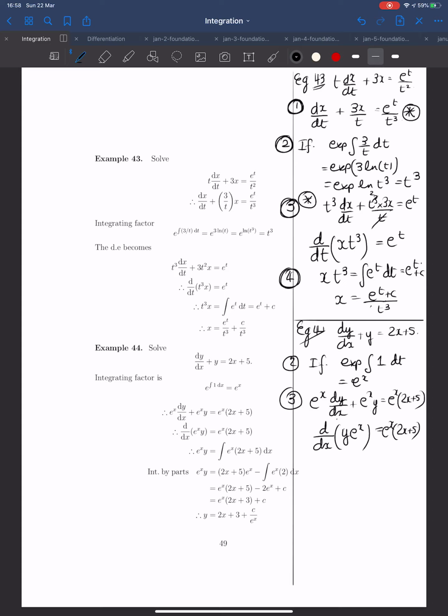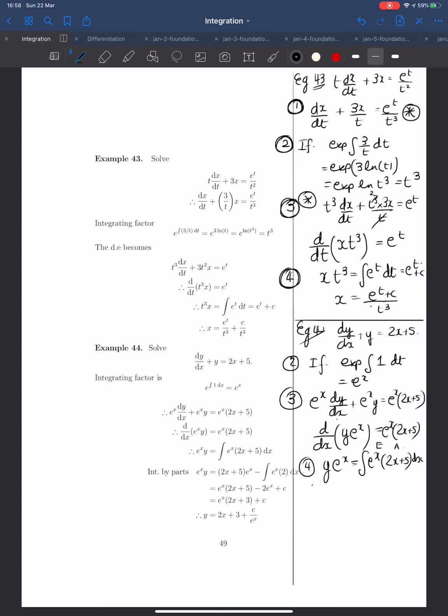And then we've got to integrate. Step 4, we've got integrating. So y e to the x is the integral of e to the x, 2x plus 5 dx. Okay, so we've got to do integration by parts on here. So we've got e and a.